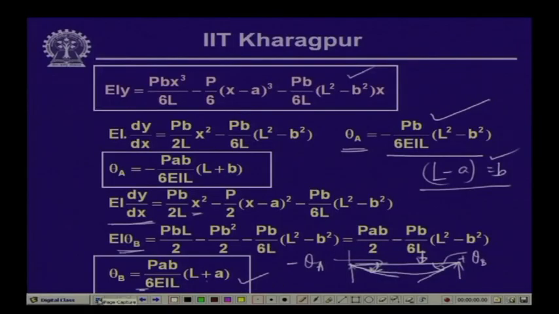For finding the position of the maximum deflection, the criterion we adopt is that the tangent we draw to the elastic curve must be horizontal, or in other words, the value of dy/dx at that particular point should be equal to 0. If we adopt dy/dx equal to 0, you can compute the value of x where the tangent is horizontal, and once you substitute the value of x in the expression for y, you get the deflection at that particular point.